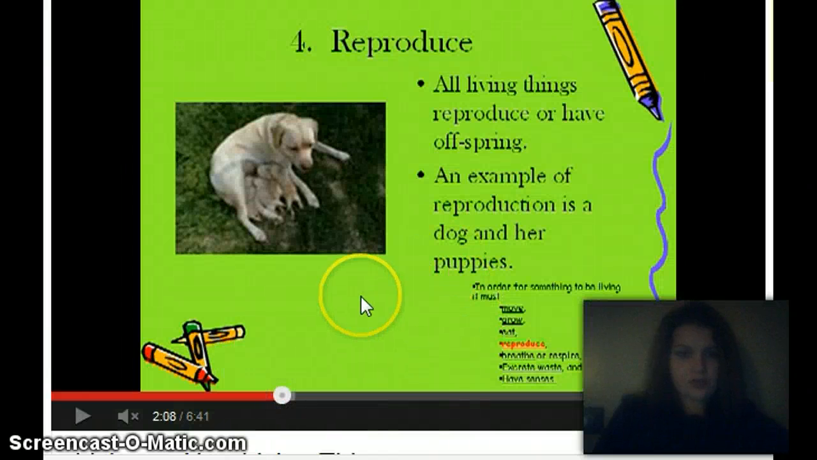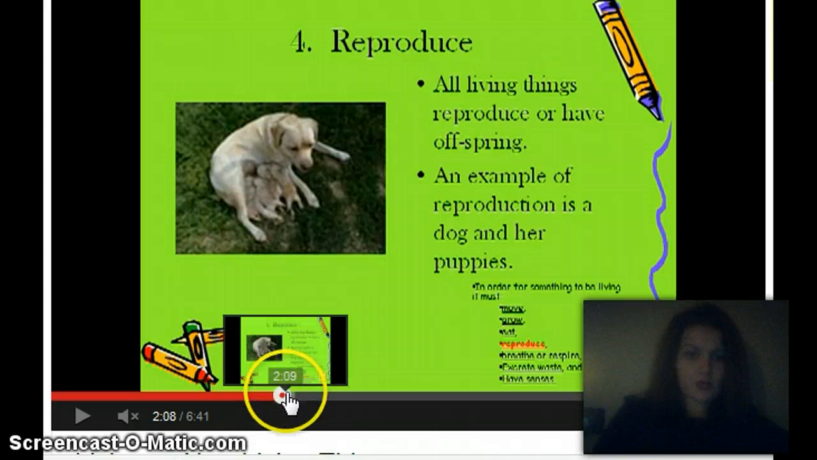Okay, reproduce. All living things reproduce or have offspring. An example of reproduction is a dog and her puppies, or another example could be a cat and her kittens. Let's go on to the fifth aspect.